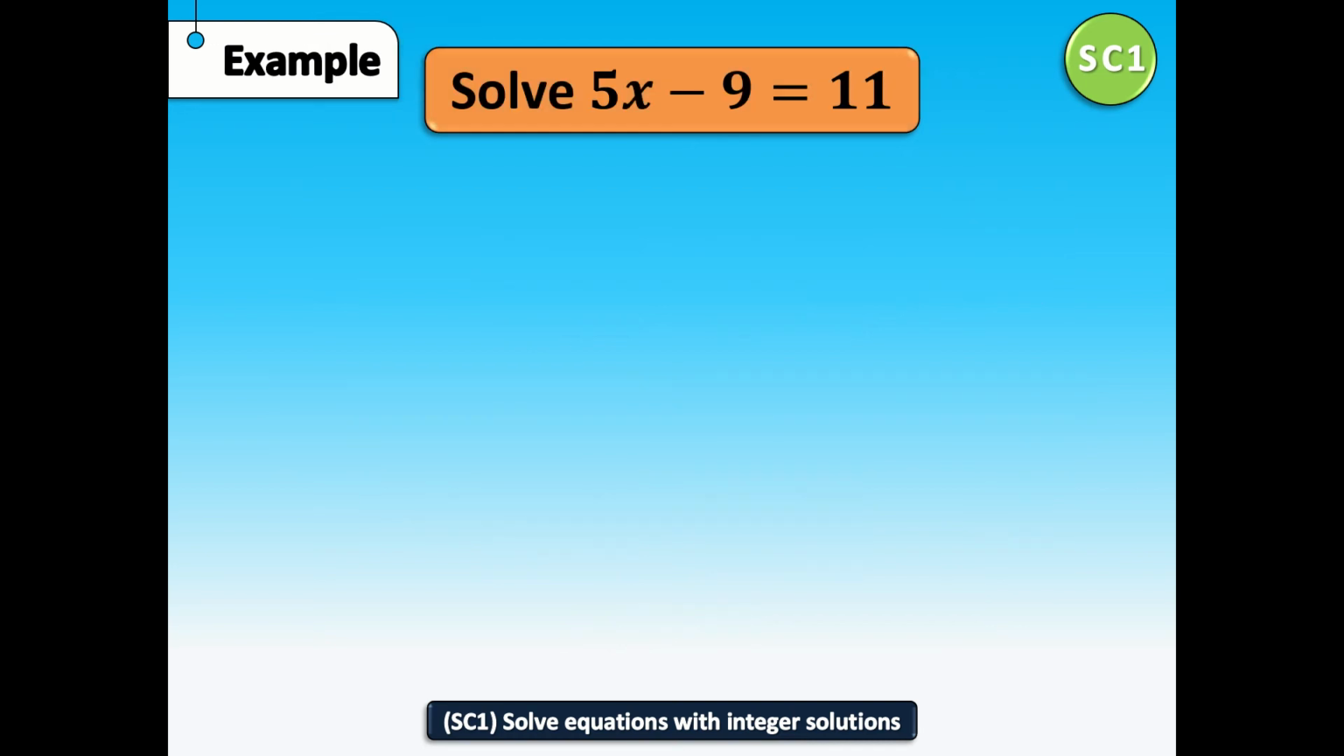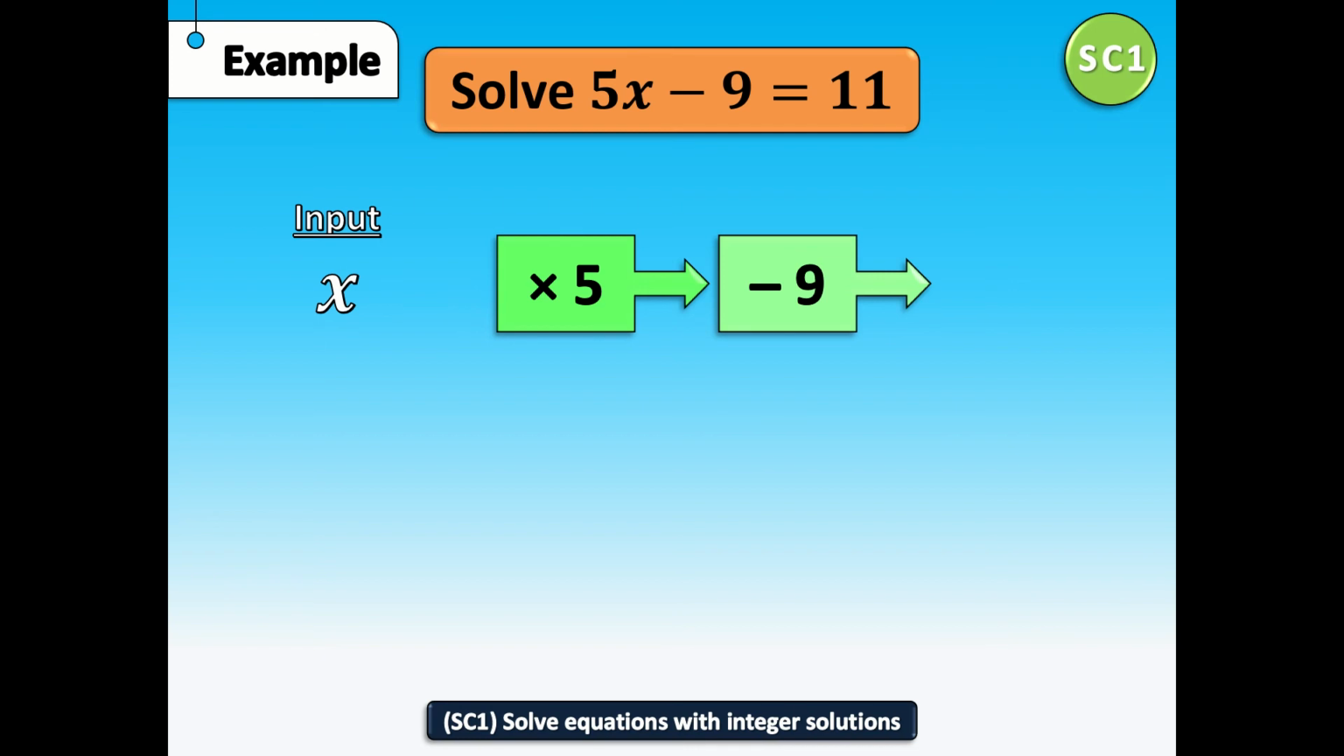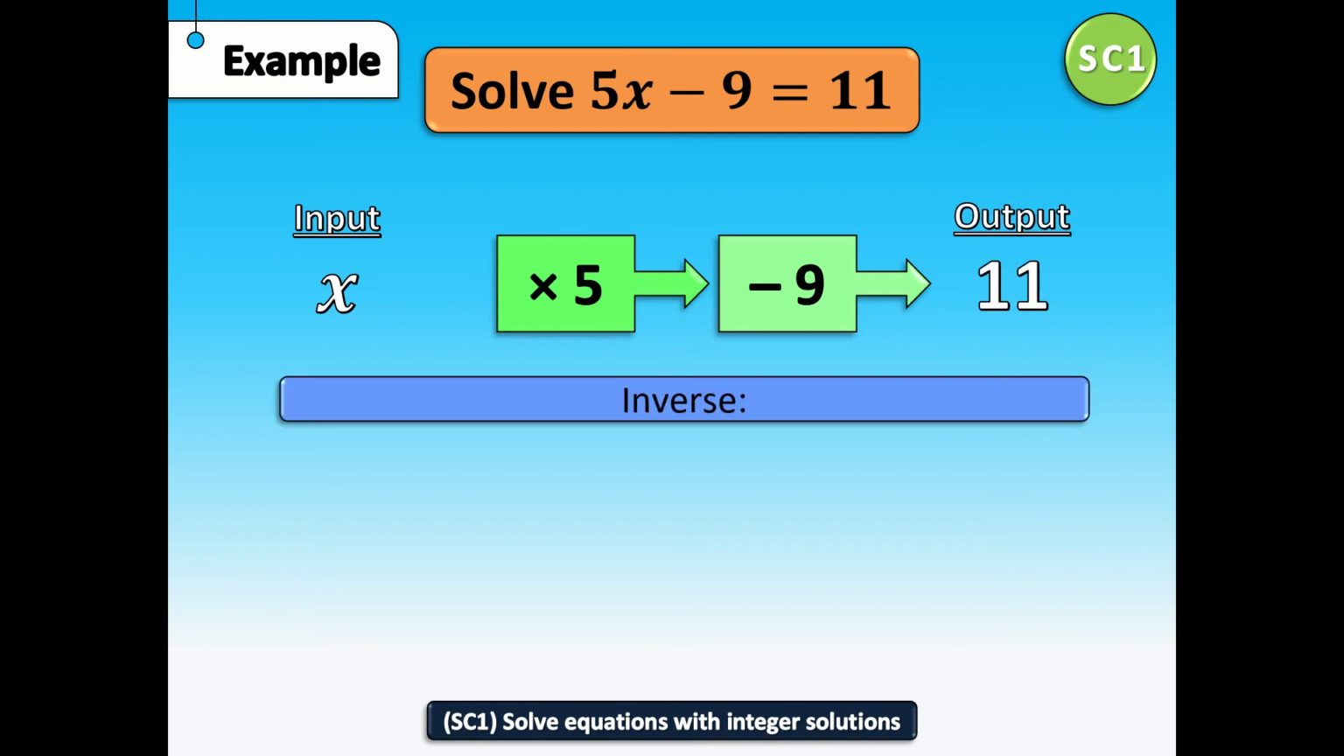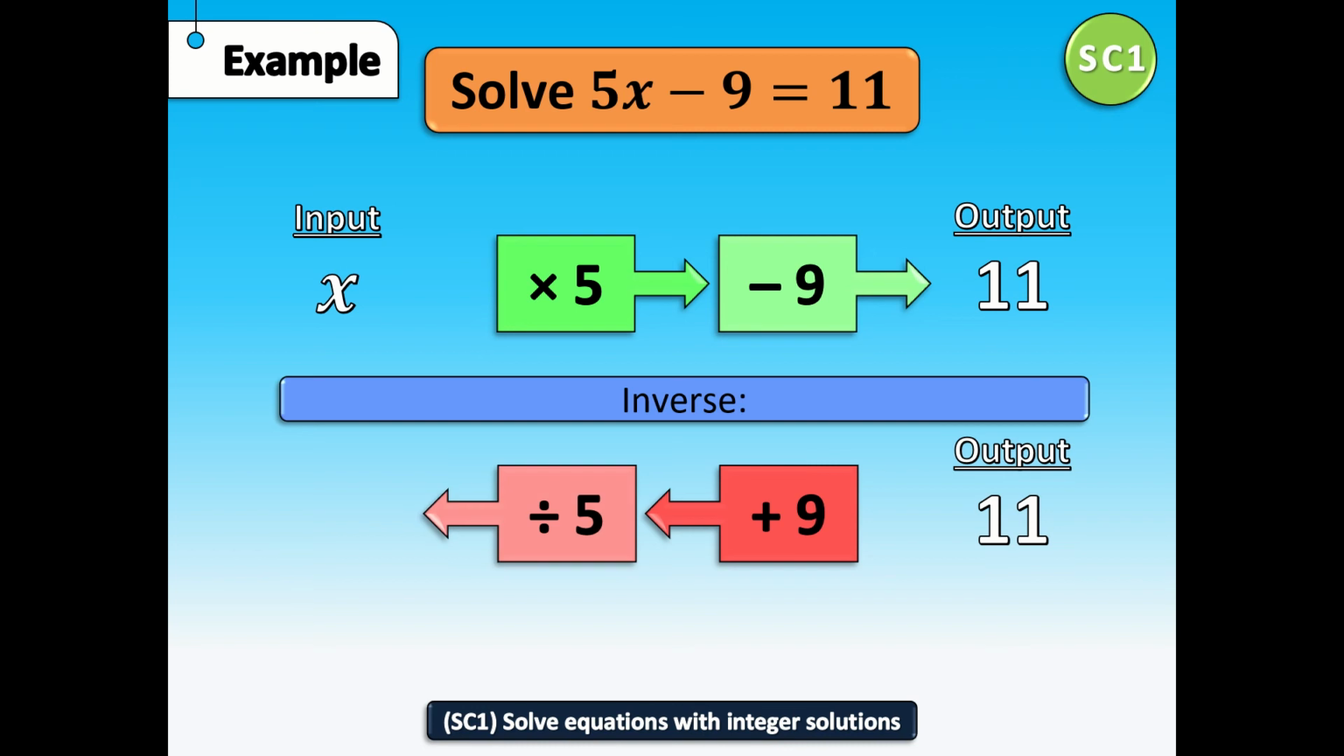Here's another example. So we've got x, 5x means we're timesing it by 5, then we're taking away 9, and we get 11. So we need to work backwards, doing the opposite. So we start with 11. The opposite of taking away 9 is adding 9, and the opposite of timesing by 5 is dividing by 5. 11 plus 9 is 20, and 20 divided by 5 is 4. So x equals 4.